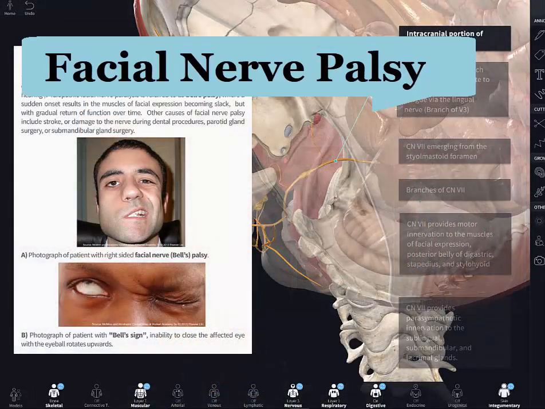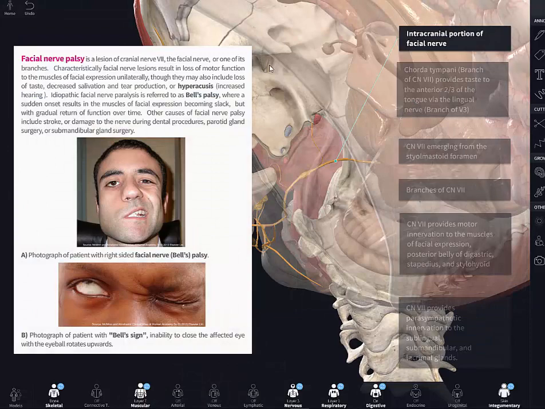Now let's talk briefly about what happens if you have the facial nerve or parts of the facial nerve that suddenly do not work anymore. In that case you will be talking of a facial nerve palsy, and sometimes people call this, or variants of this, also Bell's palsy.